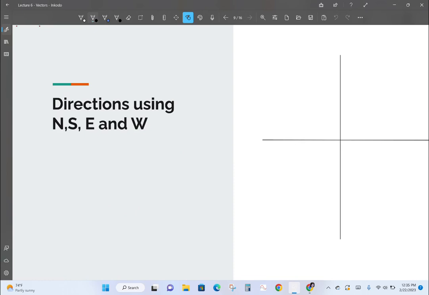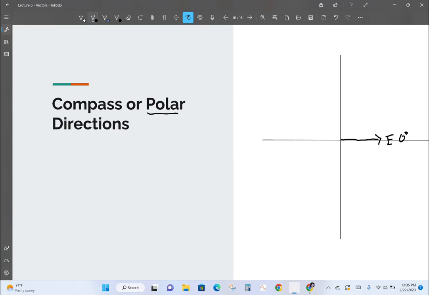Now, I like to use more compass-related directions, something that you're used to in math, and that's a polar angle. And the polar angle, by definition, sets the east axis as 0 degrees, and north is 90 degrees, west is 180 degrees, and south is 270 degrees. And what we do is we measure the angle from the east axis between the east axis and that vector. So let's do an example.